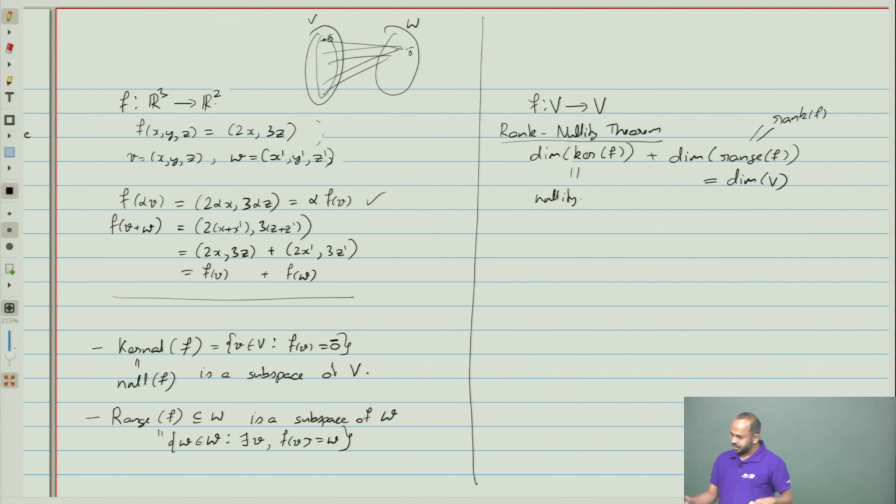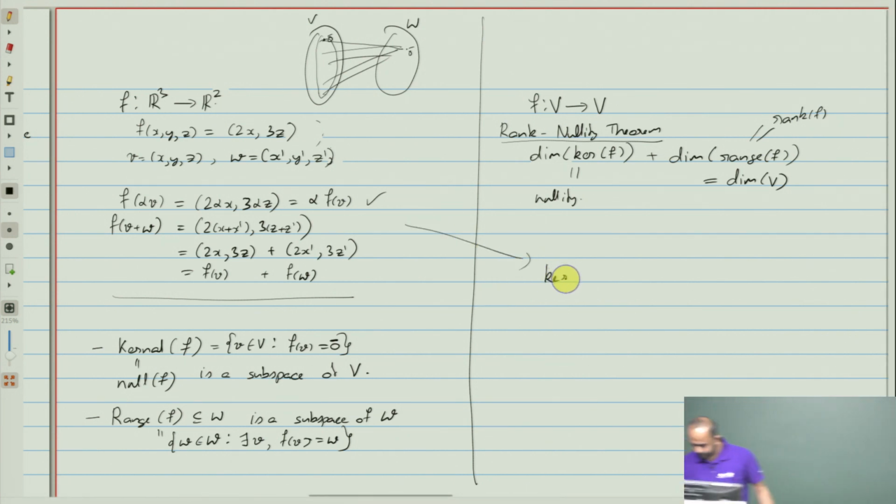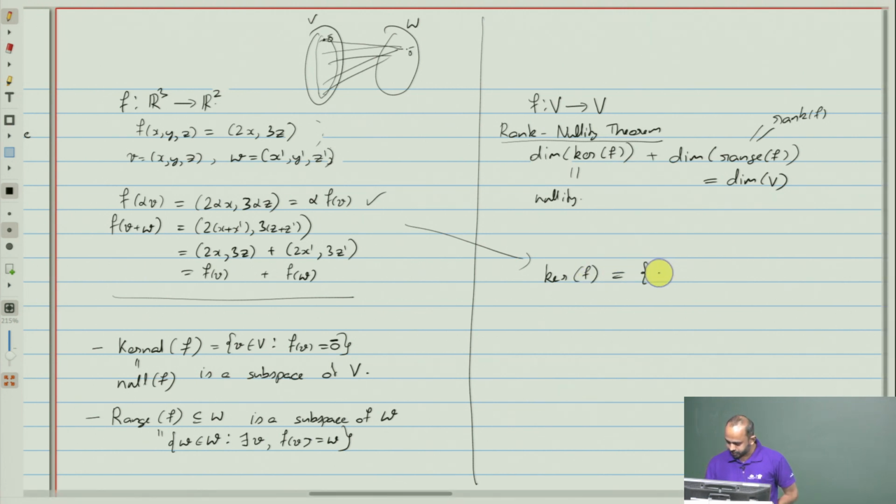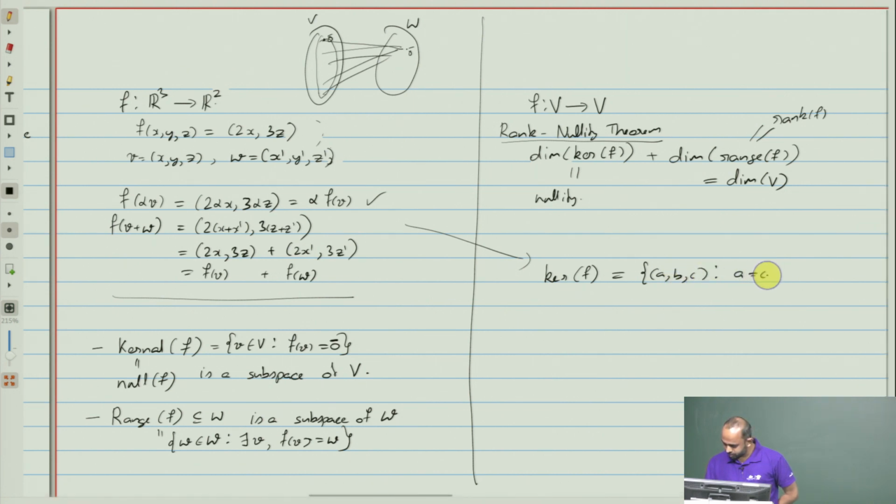So I am saying that the kernel of f, could you just write like 2x over 3y? The claim is, what is the kernel of f? It is the set of vectors a, b, c such that a equal to c equal to 0. It has to be, otherwise it won't give 0. Yeah, this is the kernel.